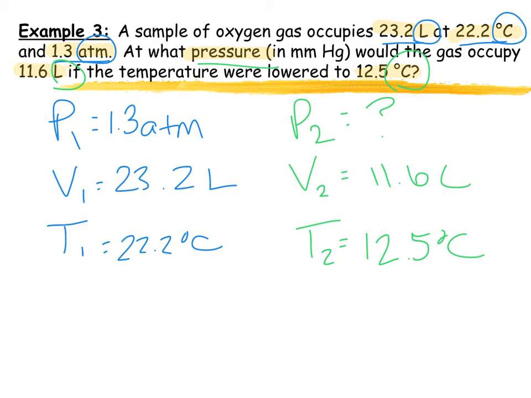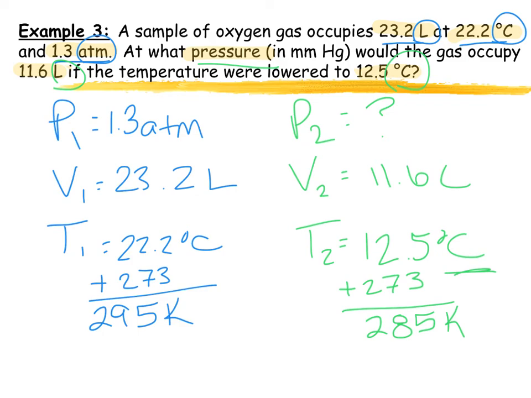The next thing that I want to do is check for my units. First red flag you should always look for, degrees Celsius. We know we can't solve gas law problems in degrees Celsius, so I need to convert both of these numbers to Kelvin. To do that, you add 273 to each number. So that gives 295 K for T1 and 285 K for T2.